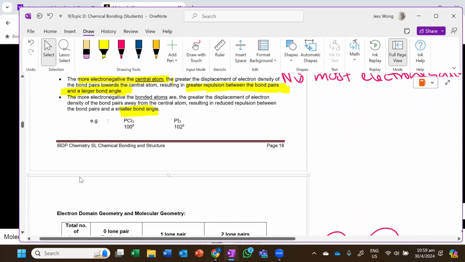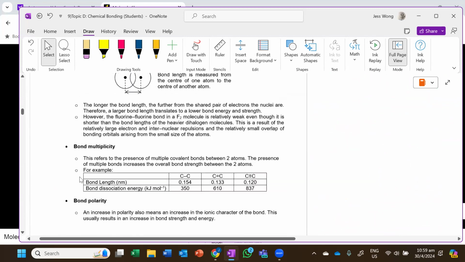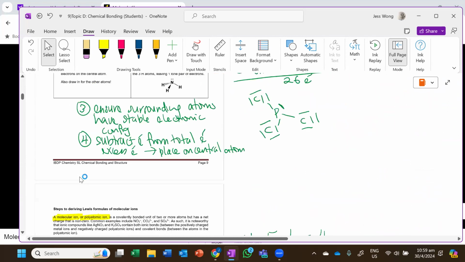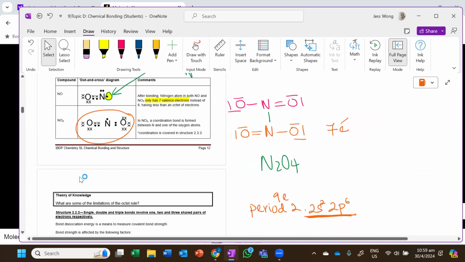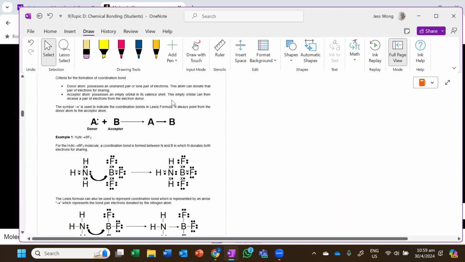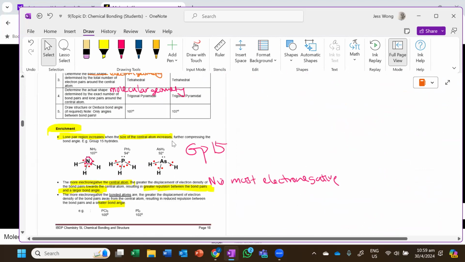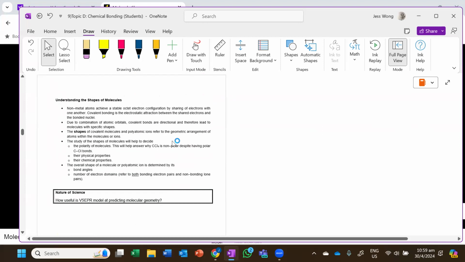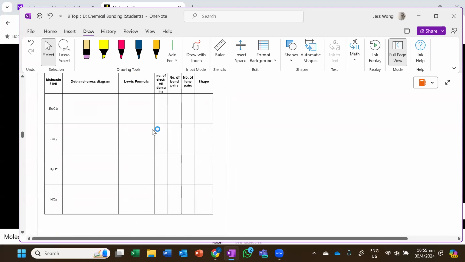All right, okay, so we'll stop here. Next lesson, we will continue from the dative bonds, the part that we have not done. So next lesson, which is the Friday HBL, we will look at the bond length, bond multiplicity, dative bonds, and then we will move on from here because we have covered all this already, and then we will look at polarity. So we will be looking at how it affects the polarity.